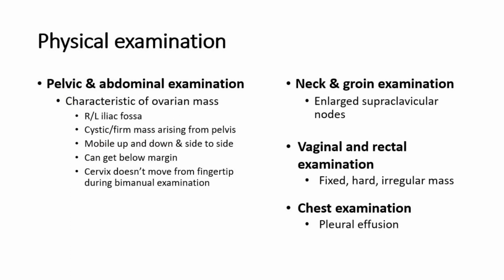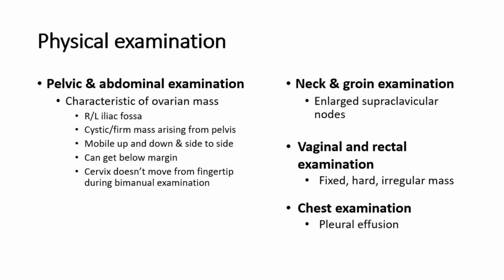On physical examination, first we have to do abdominal and pelvic examination. So the characteristics of ovarian mass are listed over here. It is important to differentiate. If there is a mass, we have to differentiate whether it is of ovarian origin or uterine origin. The signs that suggest an ovarian mass would be the site at either right iliac fossa or left iliac fossa. The consistency will be cystic or firm. Mobility: it is mobile up and down and also side to side. We can get below the margin of the mass, and during bimanual examination, the cervix does not move from the fingertip. If it moves, it's more suggestive of a uterine mass.